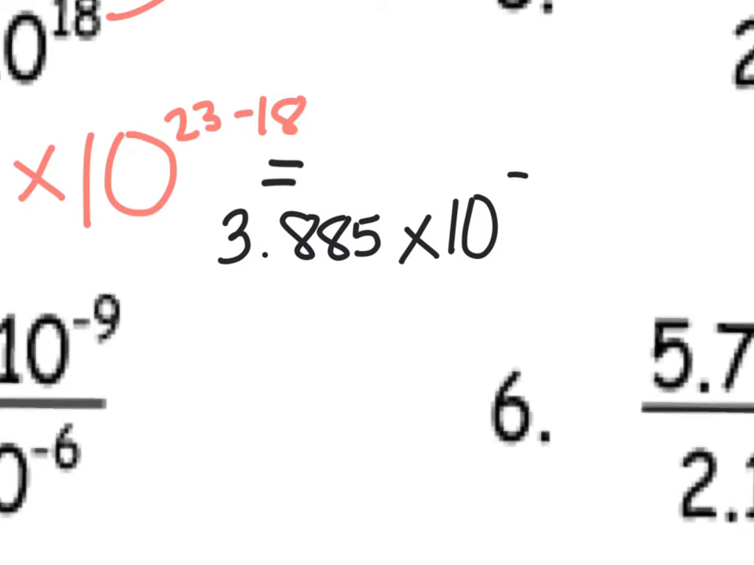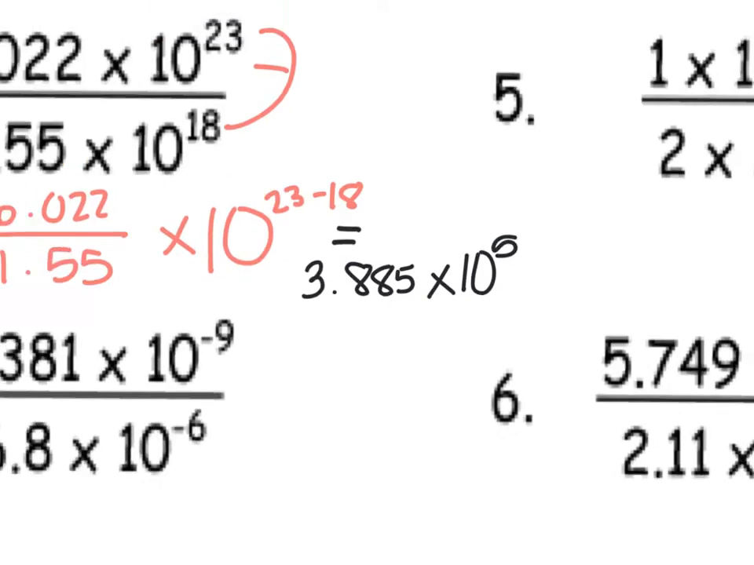Very good. So 10 to the 5th. Is my answer in correct scientific notation? Do I have only one digit in front of my decimal? Yes or no? Yeah. All right. So therefore, and I have times 10 to some exponent. So therefore, we know we're in correct scientific notation and we don't need to fix it. Okay?